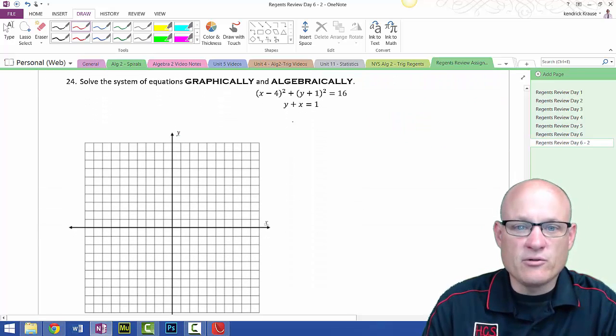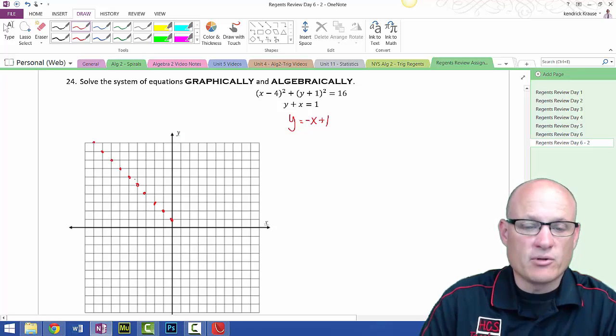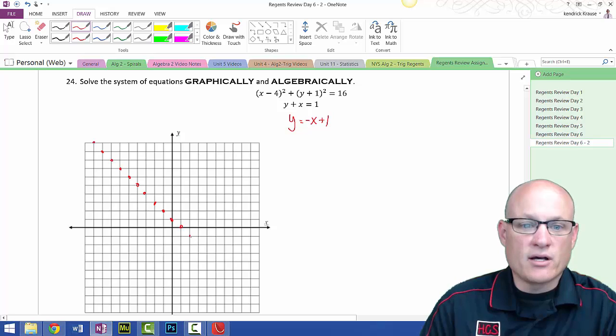So we'll graph this easy one first. y equals negative x plus 1. So it's got a y-intercept of 1, and it's got a slope of negative 1, so it's coming downhill. It's hitting all the corners coming downhill. That shouldn't be an issue. If you need to do a table of values, do a table of values. Why not?